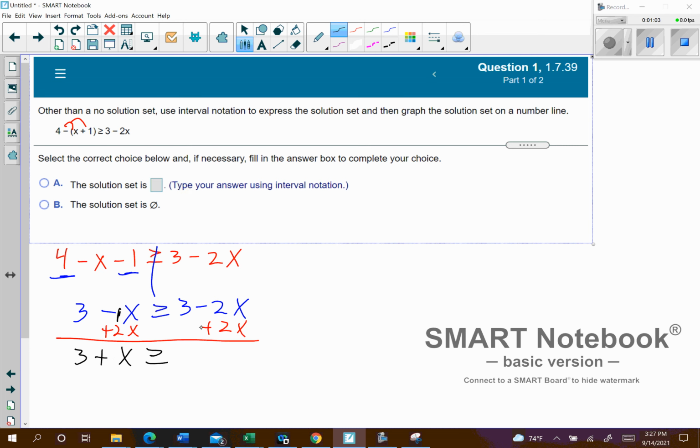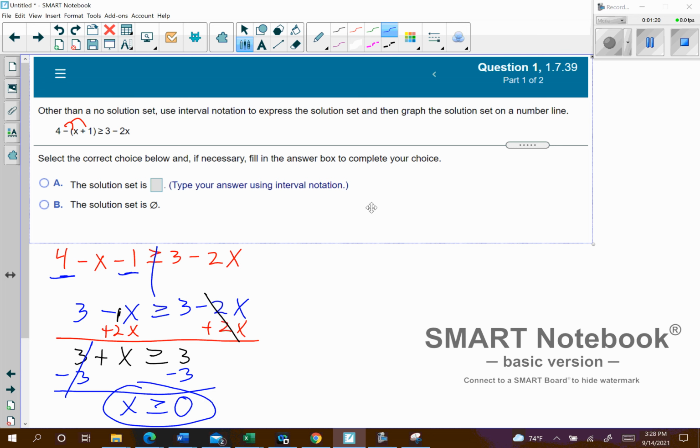Then let's see, on the right side, that will nullify the minus 2x. And so you're left with the 3 here. And then we're going to subtract 3 from both sides. And that will end up with x is greater than or equal to 0.